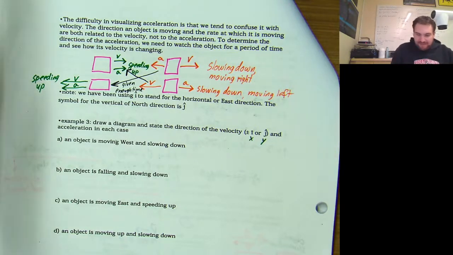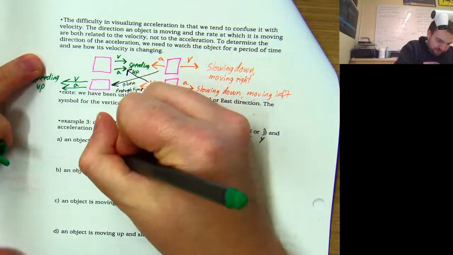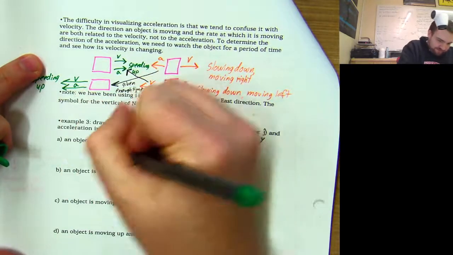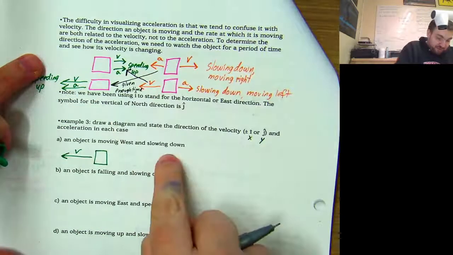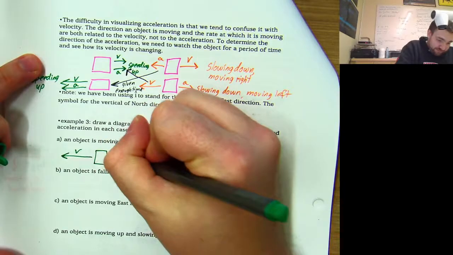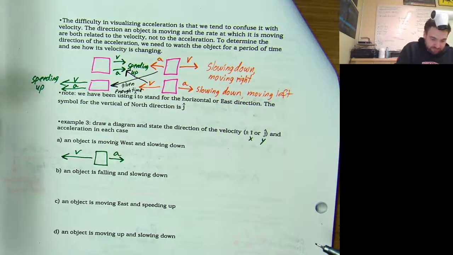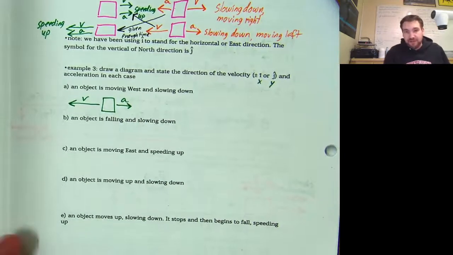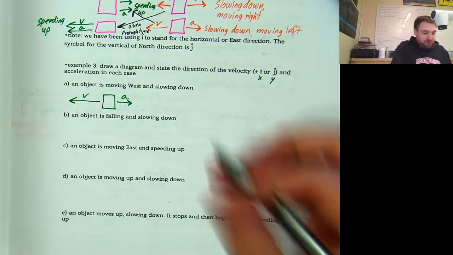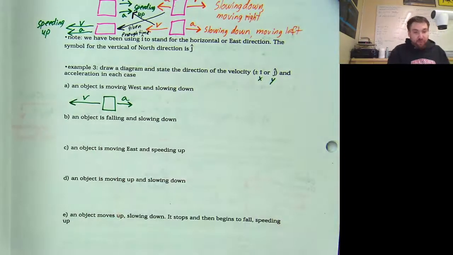We've got an object moving west and slowing down. So if it's moving west and slowing down, velocity has to be that direction. And if it's slowing down, the acceleration has to be the opposite direction. If the object is falling and slowing, you know what? Here, I want you to pause the video. And I want you to try and draw these for yourself. And then when you unpause it, I'll go through them for you. So pause the video, draw those scenarios.